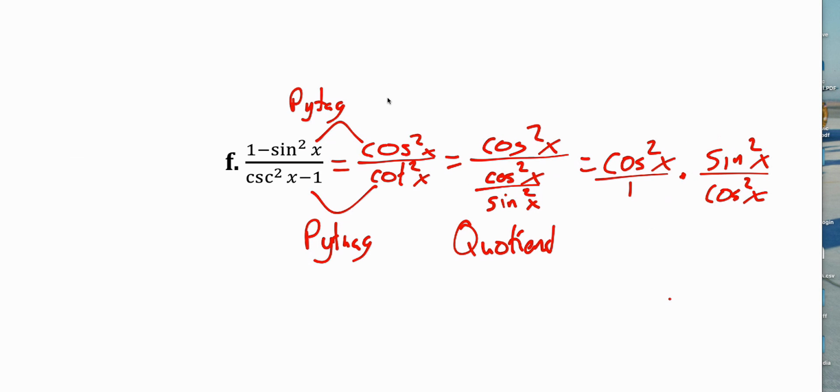So we have cosine squared times sine squared over 1. So instead of dividing by a fraction, we're going to multiply by the reciprocal. Now with this, the cosine squareds cancel out, and we'll be left with 1 over 1 times sine squared over 1. So that just simplifies down to just sine squared of x.